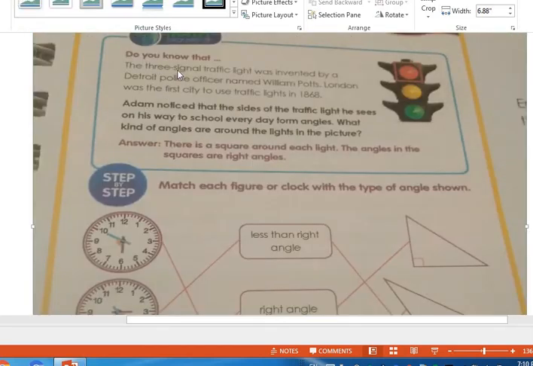Do you know that the 3-signal traffic light was invented by a Detroit police officer named William Potts? London was the first city to use traffic lights in 1868.